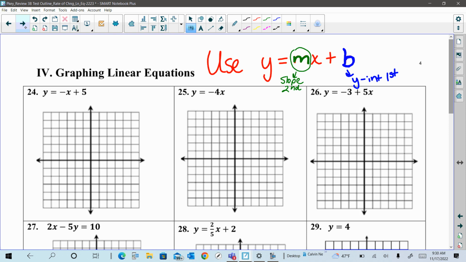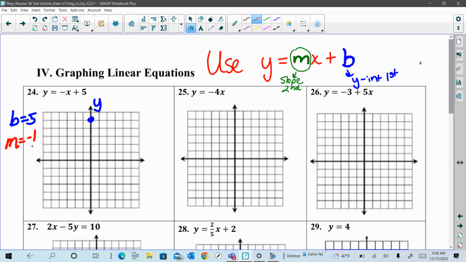So like on number 24, what is the b? 5. So on the y-axis, that's this vertical line, you count up 5: 1, 2, 3, 4, 5. Plot that point, because our b equaled 5. And what would our slope be in this equation? Negative 1. So how would I move?